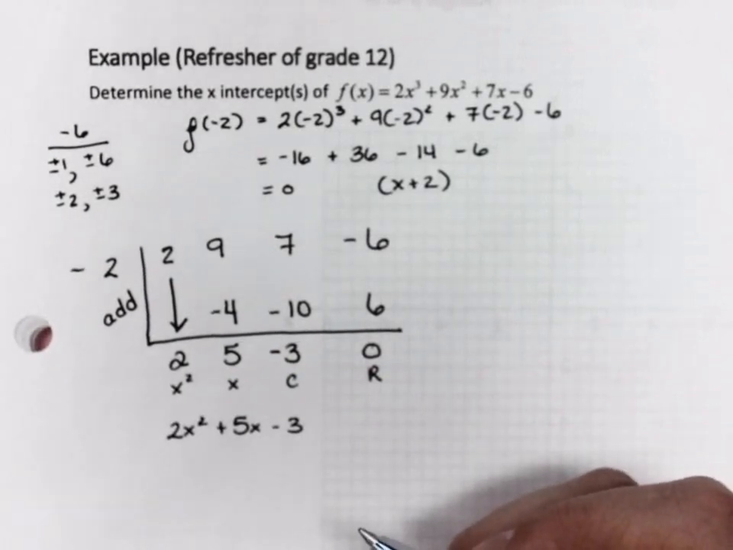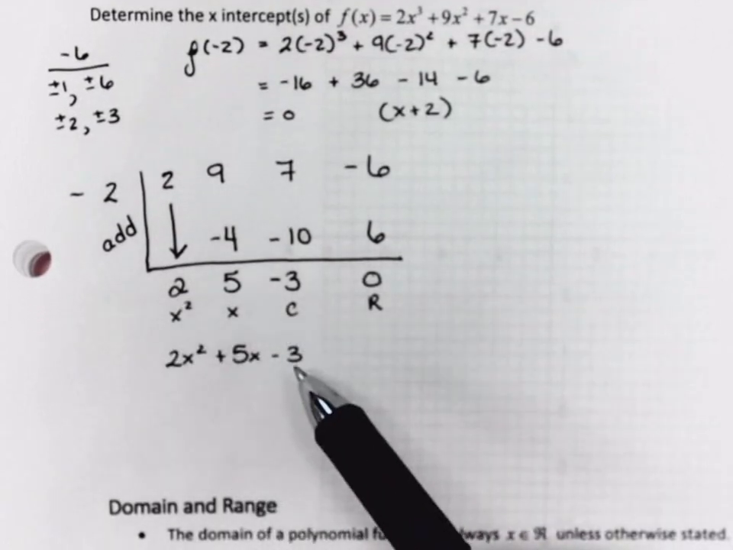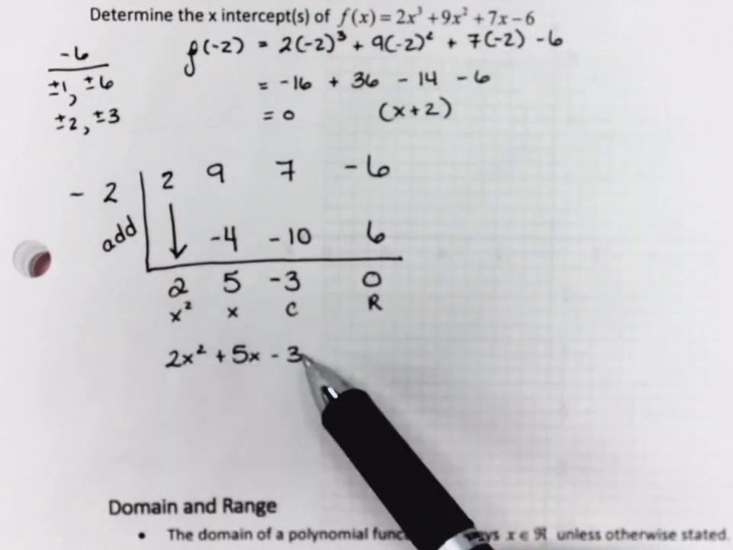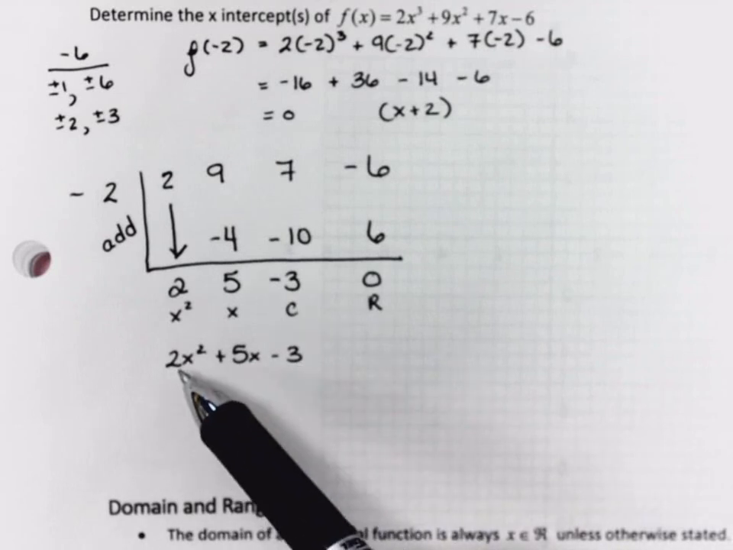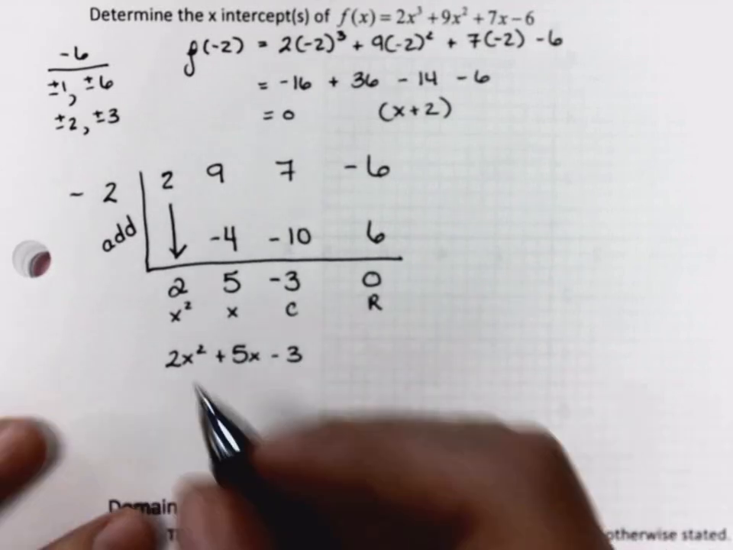And what can we do here? We can factor this one because we're looking for 2 times 3 is -6, -6 factors that add up to 5, which would be 6 and -1.